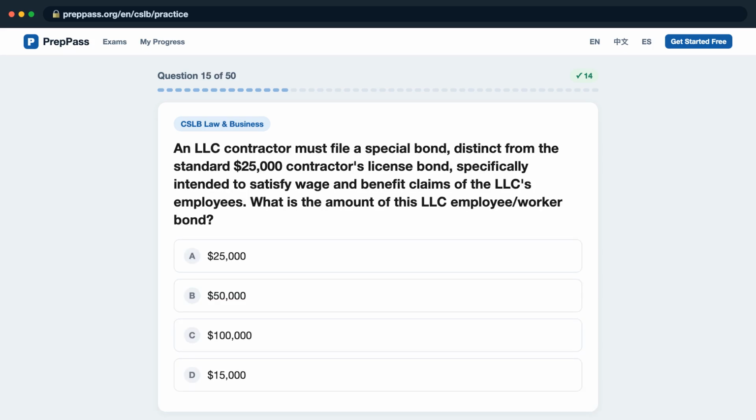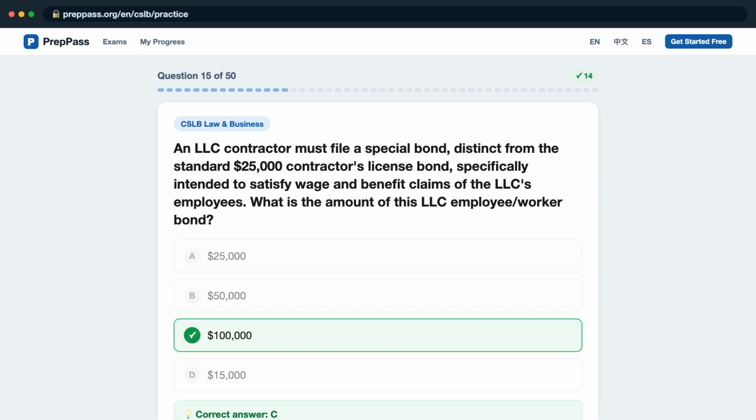Question 15. An LLC contractor must file a special bond, distinct from the standard $25,000 contractor's license bond, specifically intended to satisfy wage and benefit claims of the LLC's employees. What is the amount of this LLC employee/worker bond? Is it A, $25,000, B, $50,000, C, $100,000, D, $15,000? The correct answer is C.